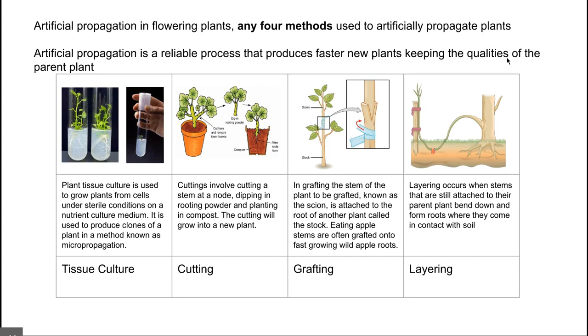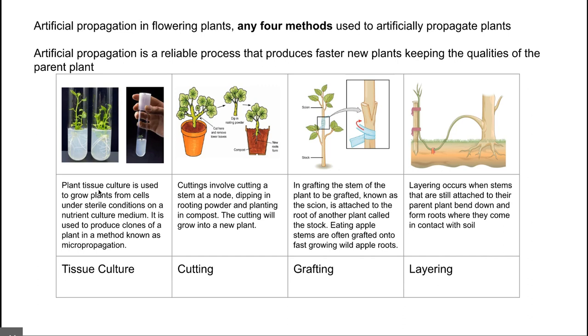So if you had a rose that was a nice bright red color, then you would take cuttings so that all the next generation of plants are exactly the same. They're clones. Okay, so these are 4 examples, and you're required to know 4 examples of artificial propagation. So first of all, we look at tissue culture. So this is quite a modern method. Hasn't been around that long.